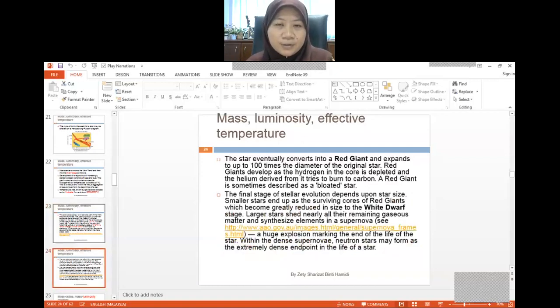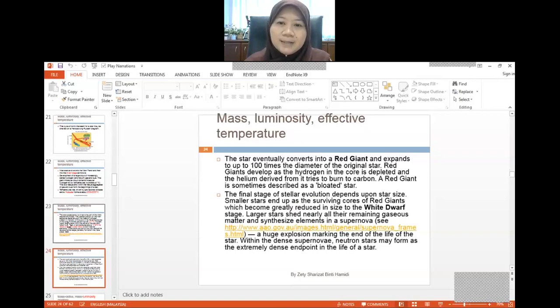Then, when we talk about the red giant, what is unique is that the stars will expand up to 100 times in diameter. So imagine the sun, which is now in the main sequence stage, moving to the red giant stage. The diameter will increase up to 100 times compared to today, the size that we see, or the original star. So it is a very, very large diameter, very huge. A red giant is sometimes also known as a bloated star. The main sequence is also known as a dwarf star, not a white dwarf, but a dwarf star.